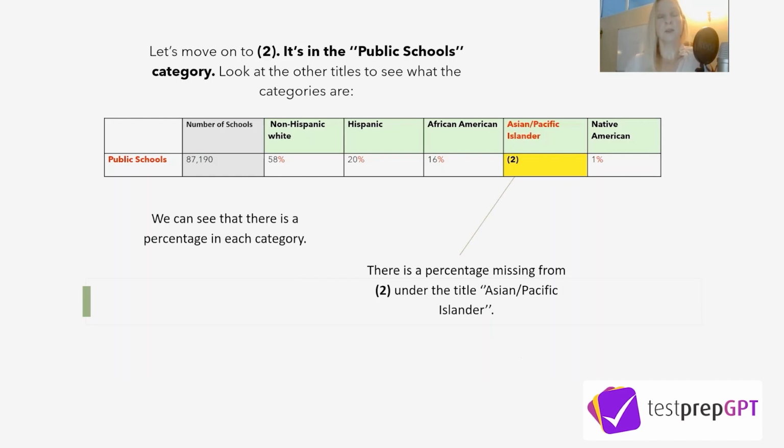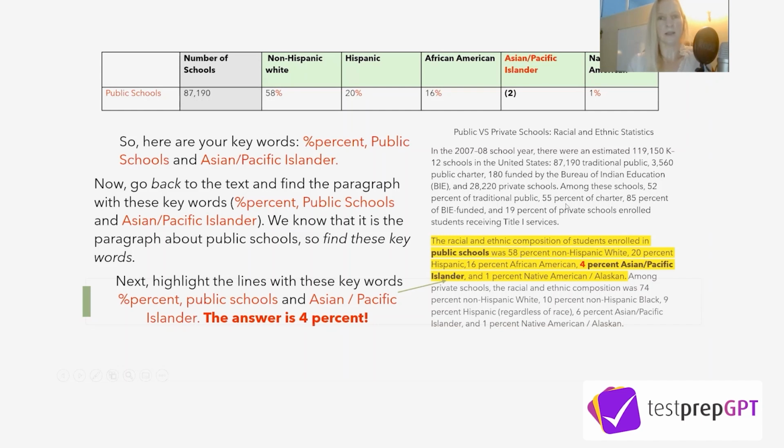The box number 2 that is missing is after public schools. So let's take a look now at the other boxes to see if we get a clue. And we can see in the other boxes 58%, 20%, 16%, and 1% on the right. So it's obviously a percentage that is missing from number 2. So we must complete that box. We're looking for a percentage. And what is the category? Asian Pacific Islander. So let's go back to the text.